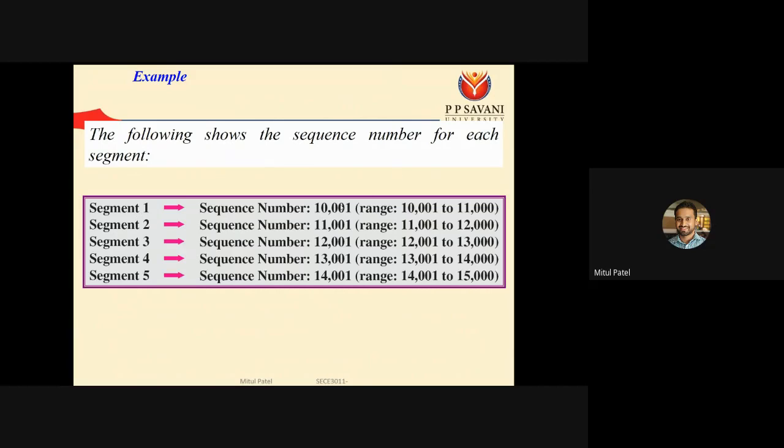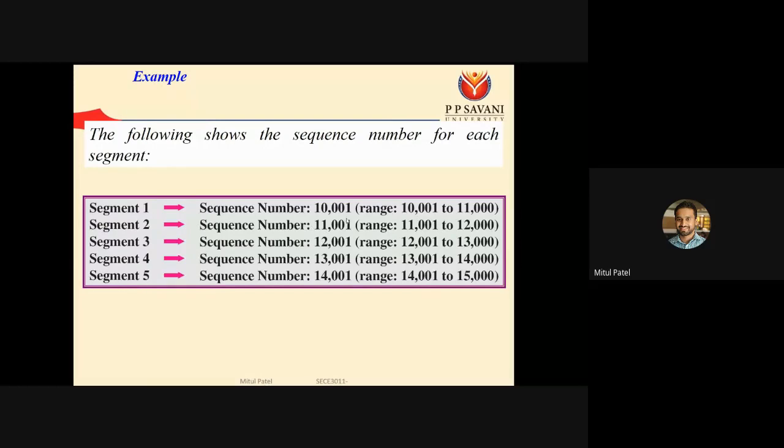Each segment is carrying 1000 bytes. So we can say that the sequence numbers for the bytes will range from 10,001 to 11,000. The number of the first byte will be 10,001 and the number of the last byte will be 11,000 in segment number 1. In the second segment, the sequence number starts from 11,001, so the first byte's number will be 11,001 and the last byte's number will be 12,000.